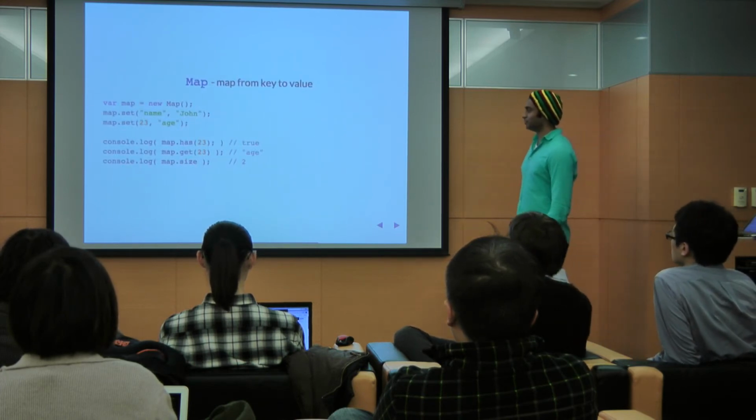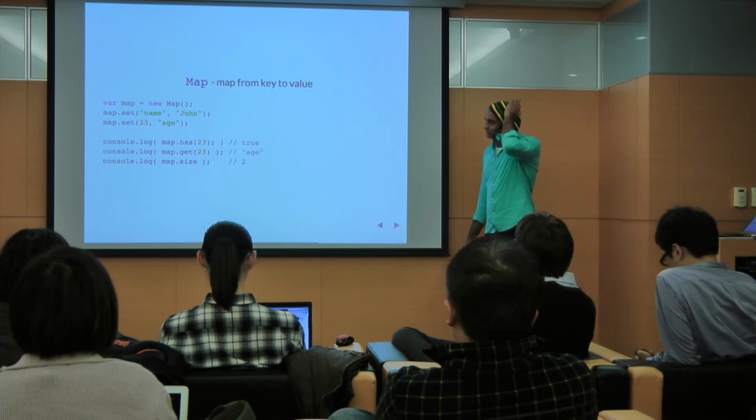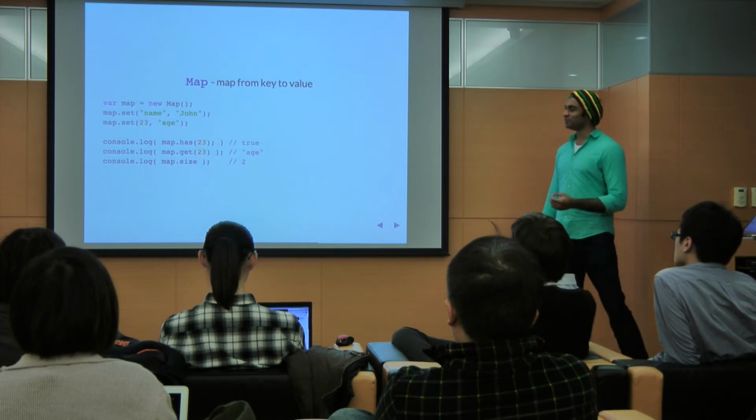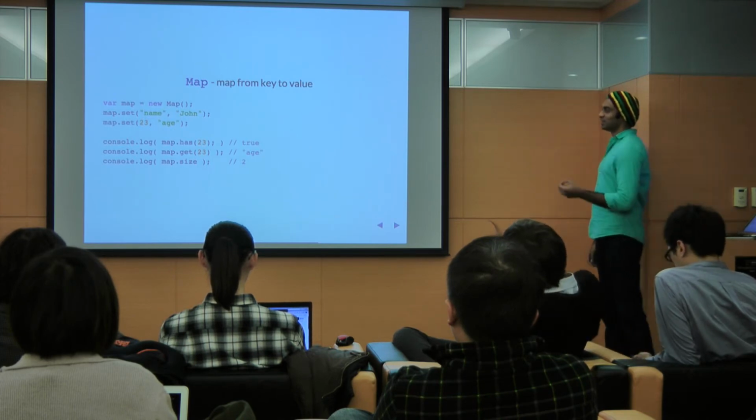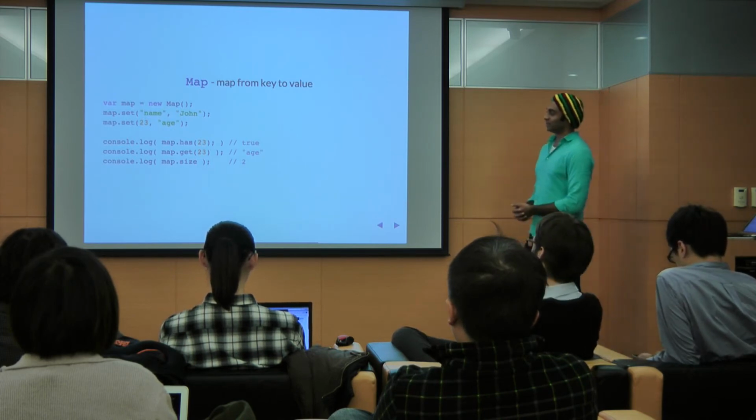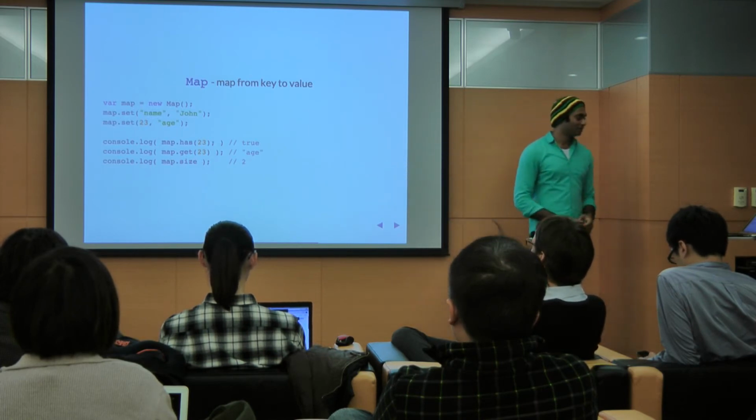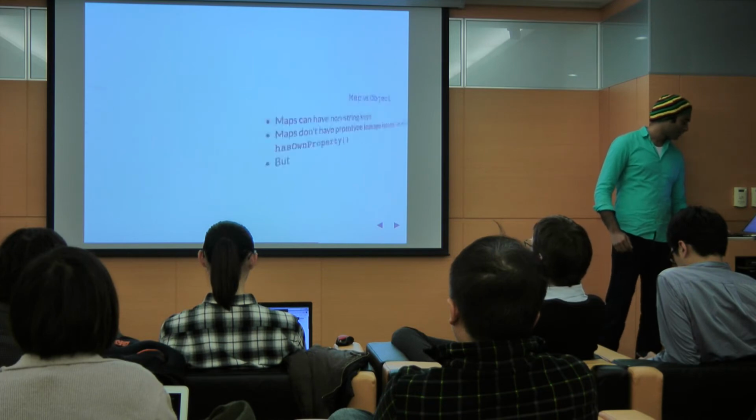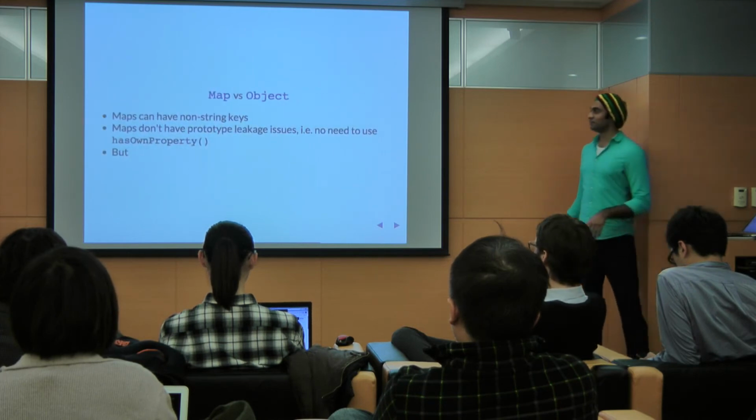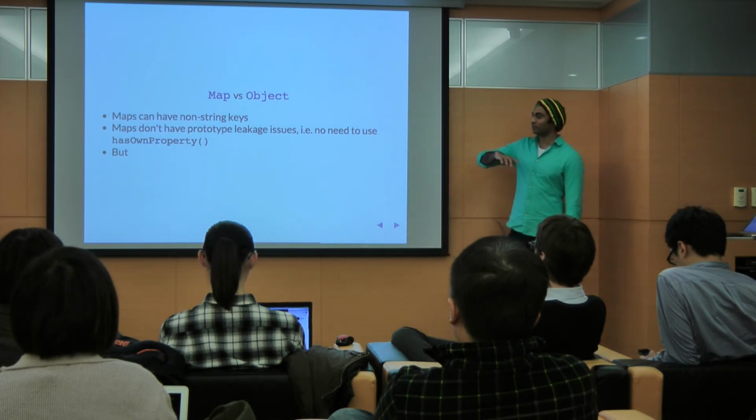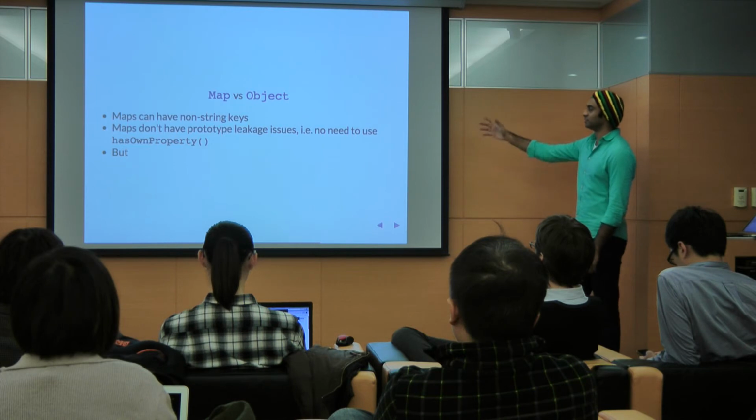Map is basically like the normal JavaScript object. There's not much difference from it. You can set keys to values. It's got similar methods to sets, as you can see. The difference between a map and an object: maps can have non-string keys, so I can actually set null to hold a value, or set undefined, I guess, to hold the value of this.